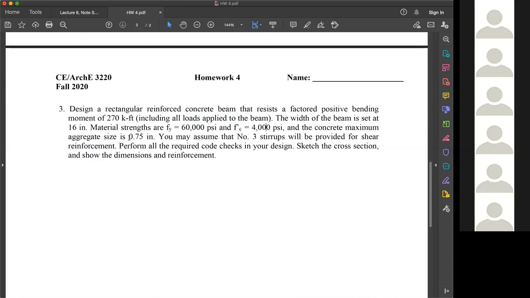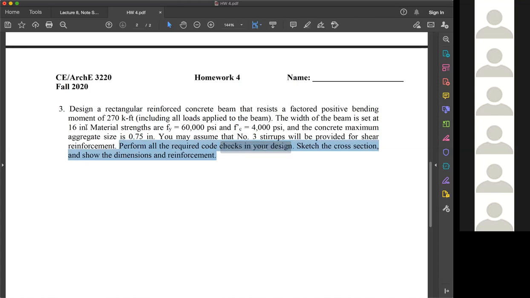Concrete maximum aggregate size is 0.75 inch. Pay attention, this means you need to design your rebar locations and spacings. And you may assume number 3 stirrups will be provided for shear reinforcement. That means you use the db of number 3 stirrups for detailing, okay? Perform all the required code checks, basically the spacing, sketch the cross section, and show the dimensions and reinforcement.